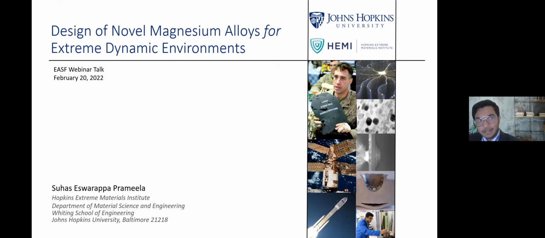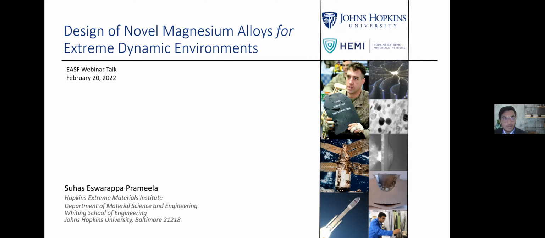So today I'll be talking about design of novel magnesium alloys for extreme dynamic environments. I did my bachelor's in mechanical engineering and my MS and PhD in material science. So a lot of my work is at the intersection of material science and mechanics. Today it'll be a little bit more material science focused, but the emphasis is on "for" rather than "in", and you'll soon know why that is.